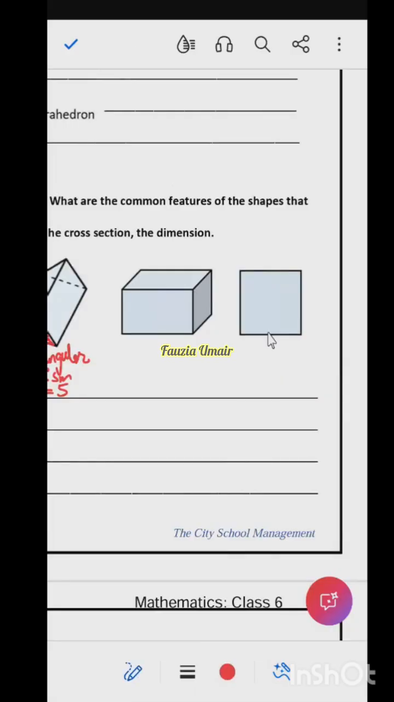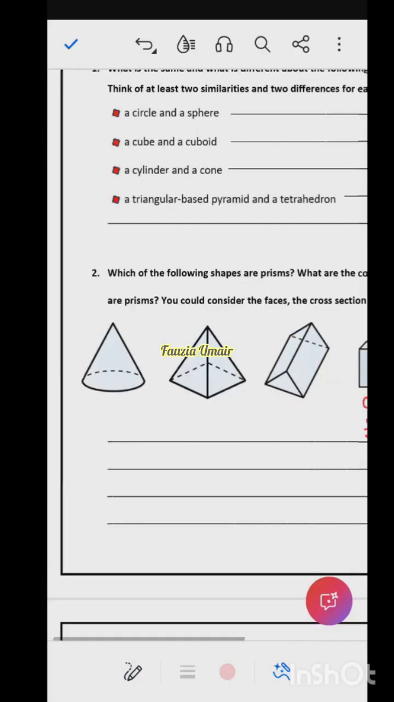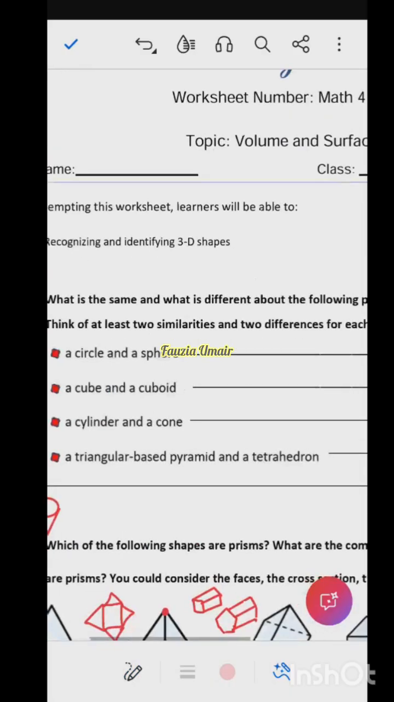Ma'am, this is a cuboid. How many faces? And the other one is the square. This is a simple square. This is not a 3D shape. Faces कितने हैं cuboid के? Cuboid is having 6 faces. Right? Yes. All right. So now just have a look at this one.